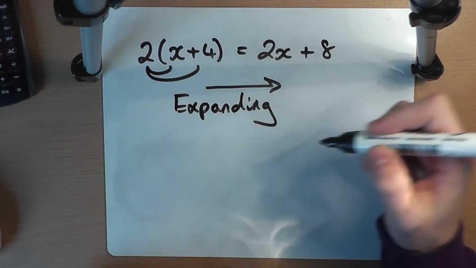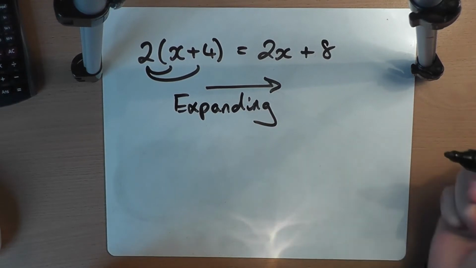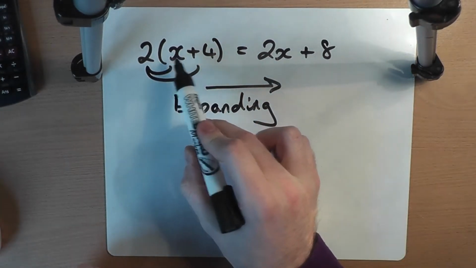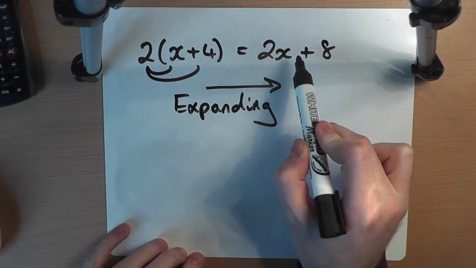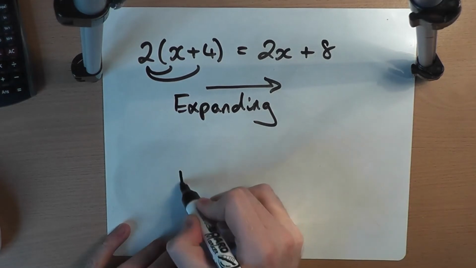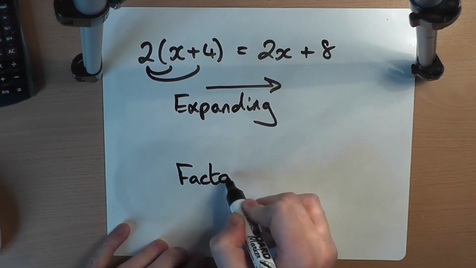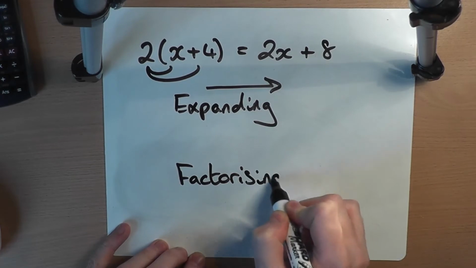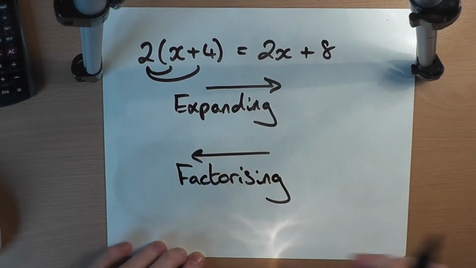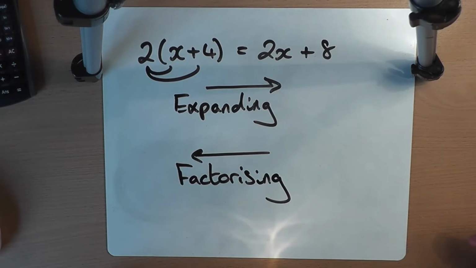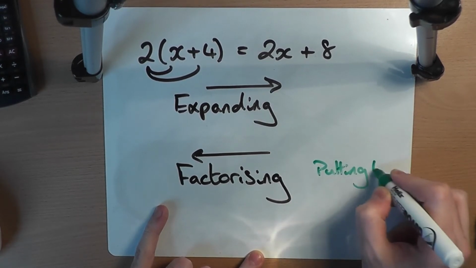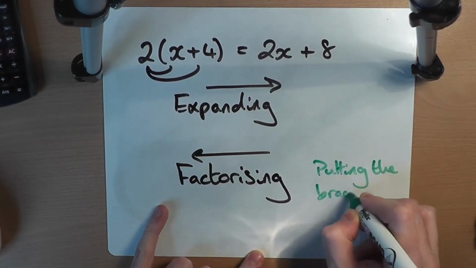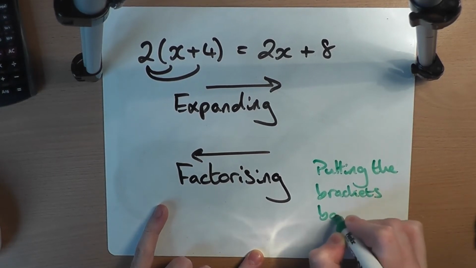Now for anything in maths that we can do, it's very helpful if we can have a way of undoing it. If we can switch from this form to this one, we also need a way to do the opposite and start here and put the brackets back in. Now if we're going to go from the expanded form back to the one that has got brackets in, that is us going through a process called factorising. And factorising is a fancy way of saying putting the brackets back in.